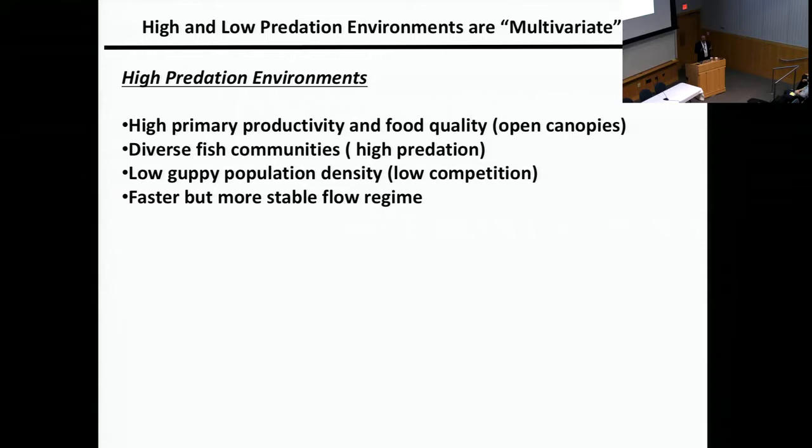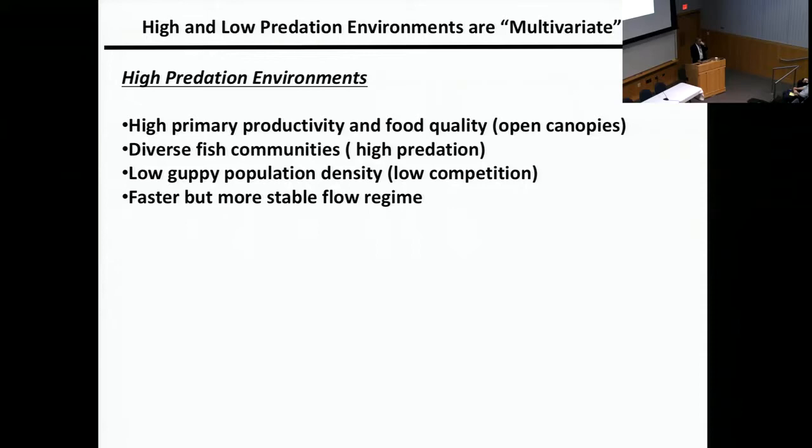So the high predation streams, for example, are larger rivers with open canopies above them. There's a lot more sunlight that comes down, so there's much more primary production to support these more complex communities. Those complex communities of larger fish result in higher predation, but that also keeps guppy densities much lower. And so there's very little intraspecific competition, very little evidence for any kind of density-dependent effects. And the abiotic environment is also much more stable in terms of the flow of water through the system.